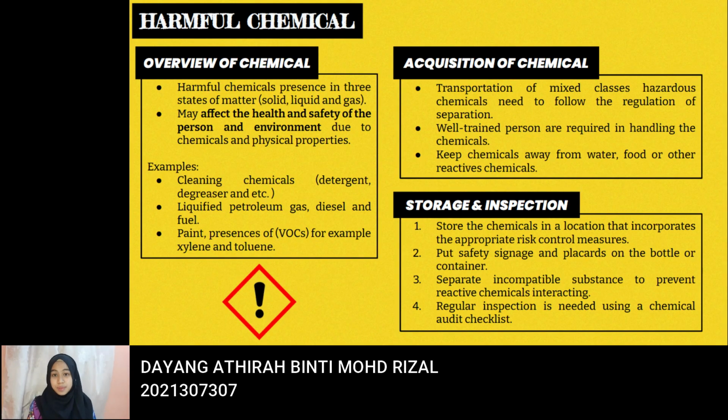What are harmful chemicals? A harmful chemical is any chemical, present in gas, liquid, or solid form, that has the potential to cause harm to persons and also the environment. An example of a harmful chemical that we usually use is paint. Paint contains xylene and also toluene. These two substances are volatile organic compounds, which are harmful chemicals. Other examples can be cleaning chemicals, liquefied petroleum gas, diesel and fuels, and many others.